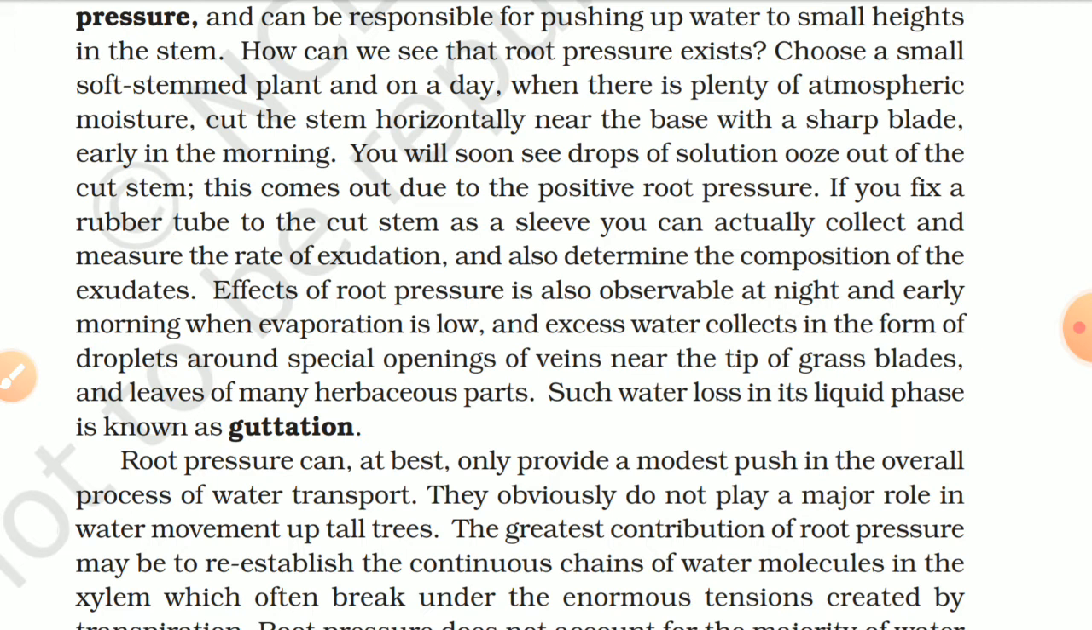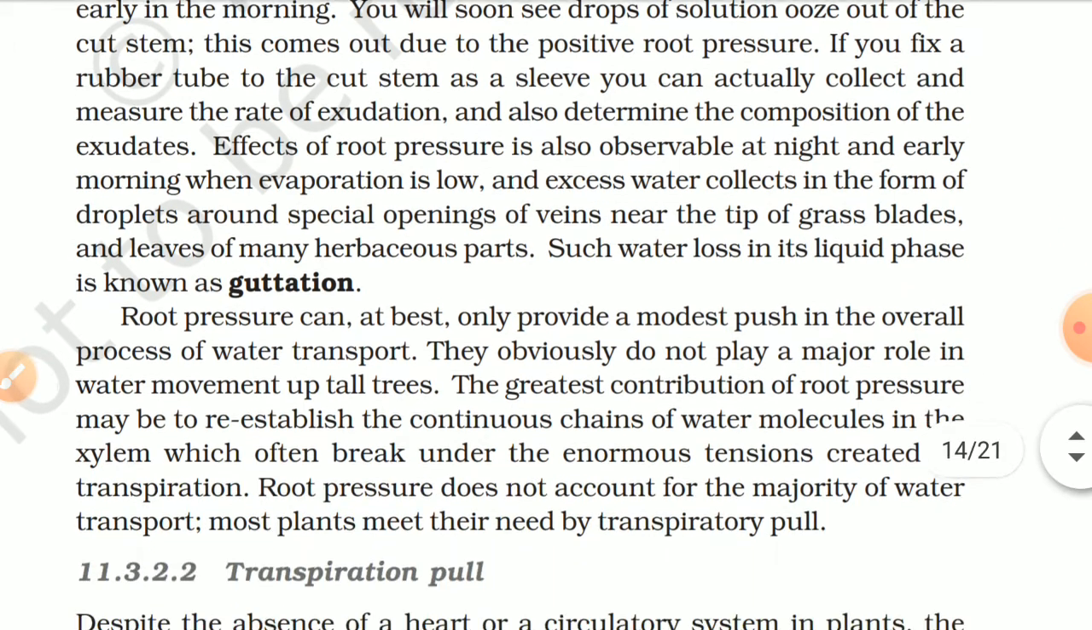The effect of root pressure is also observable at night and early morning, when evaporation is low and excess water collects in the form of droplets around special openings of veins near the tip of grass blades and leaves of many herbaceous plants. Such water loss in its liquid phase is known as guttation.